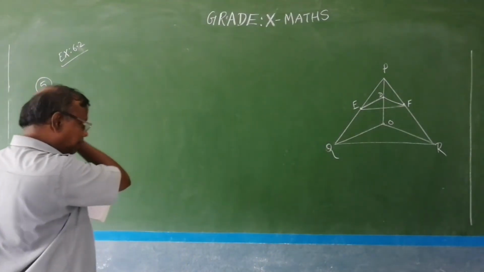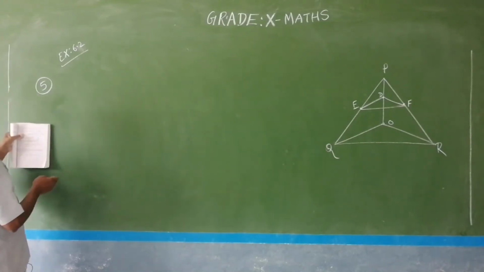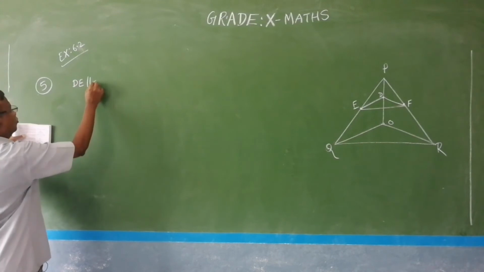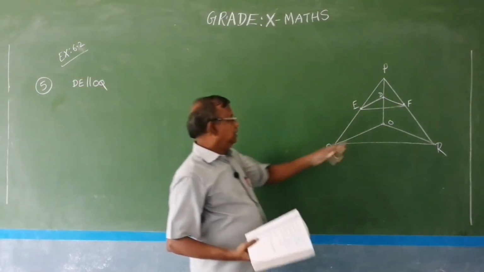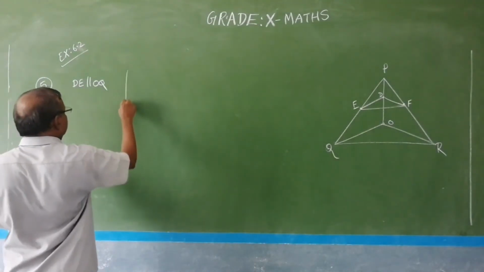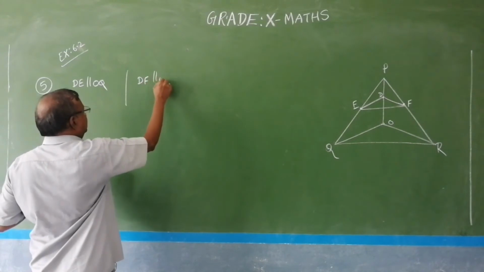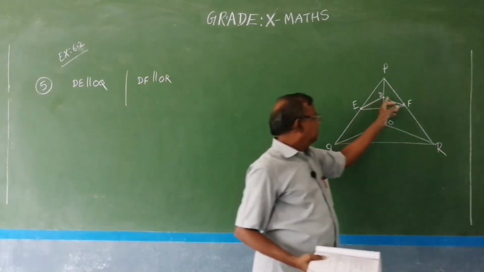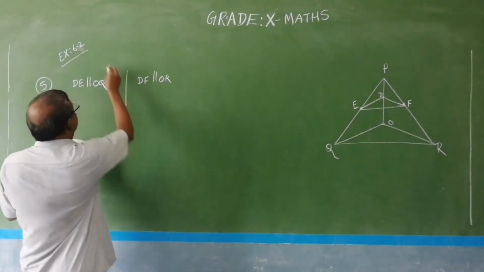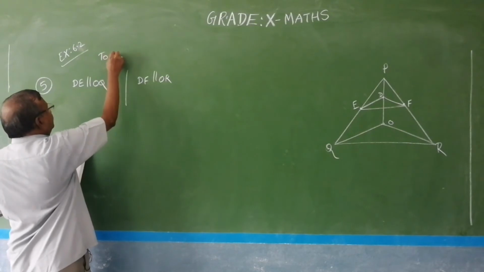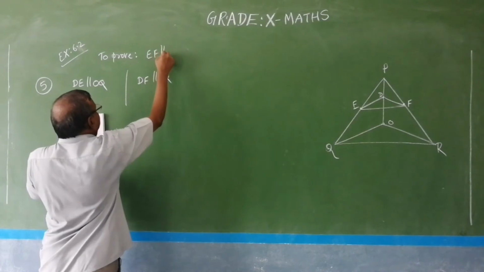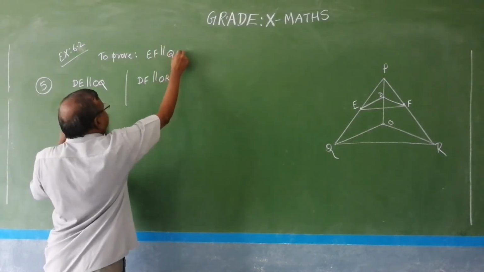So let us see what they given and what they asked. In the diagram, DE parallel to OQ and DF parallel to OR. Show that EF parallel to QR. That means we have to prove EF parallel to QR.